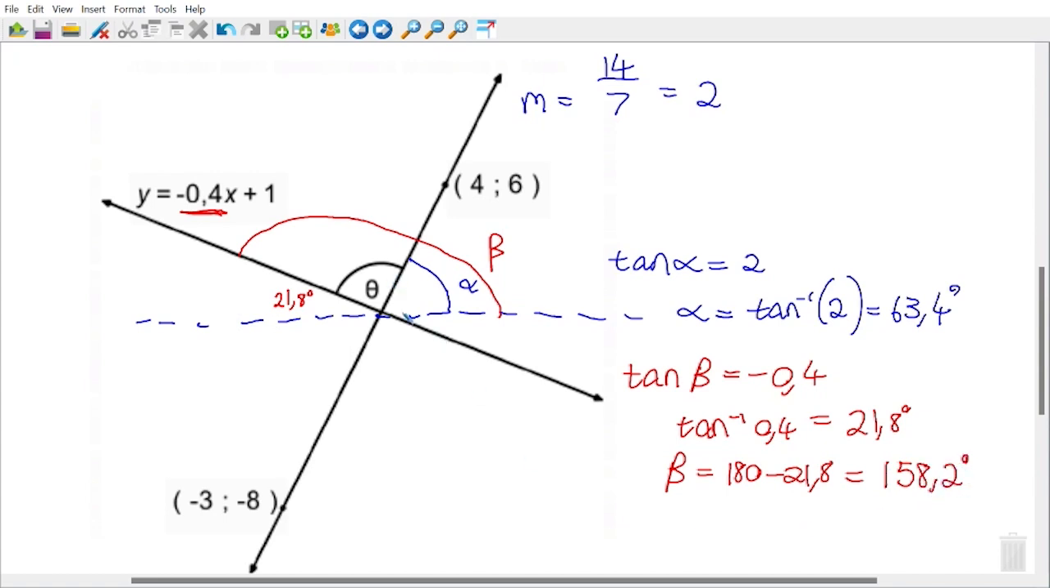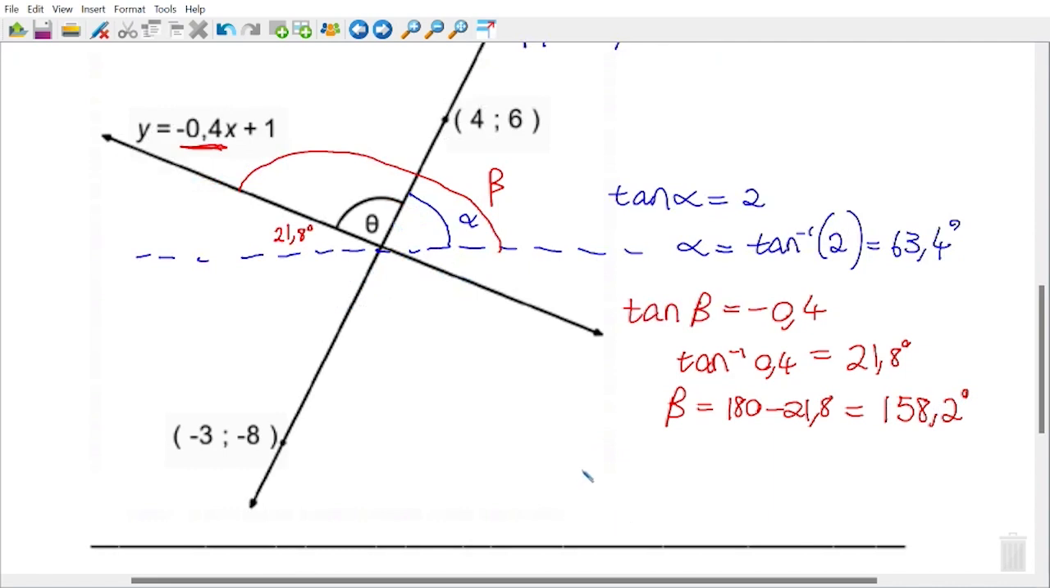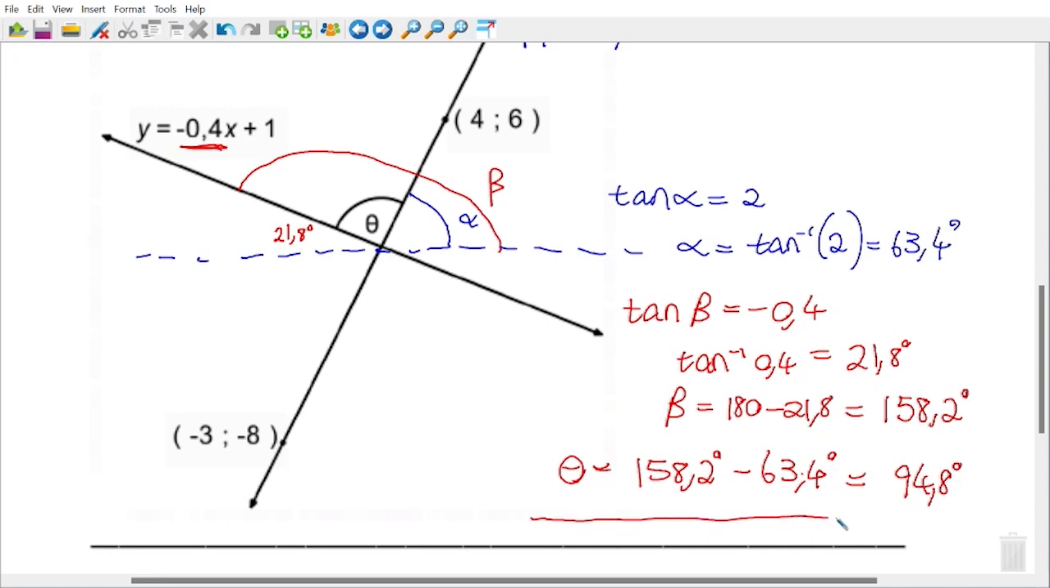Now if I look at my diagram, I can see that theta is just the difference between beta and alpha. So theta is going to be 158,2 minus 63,4, and I get a final answer of 94,8 degrees. Okay, and that brings us to the end of the section on analytical geometry. Next up, we'll dive into trigonometry.